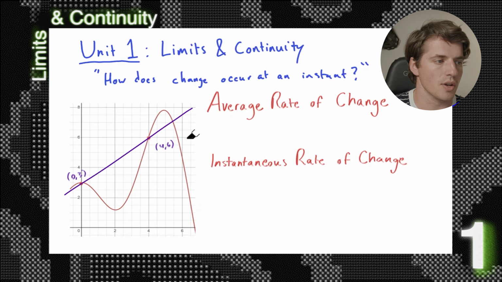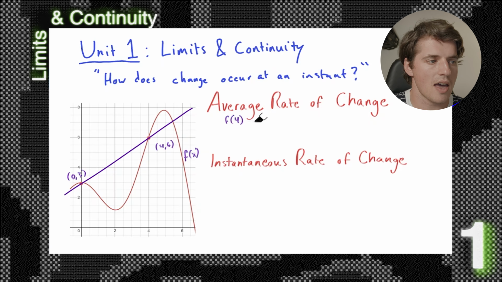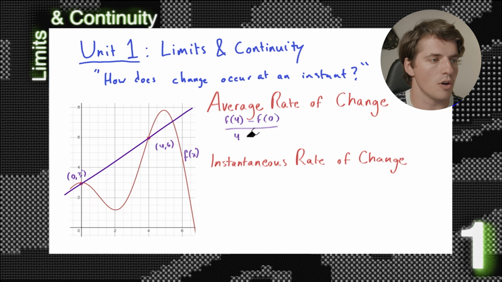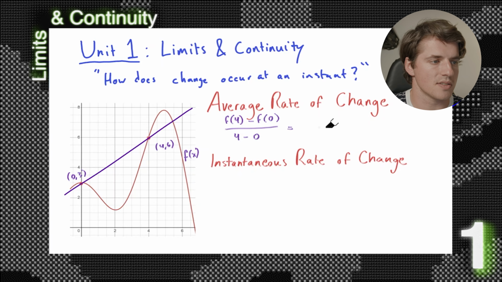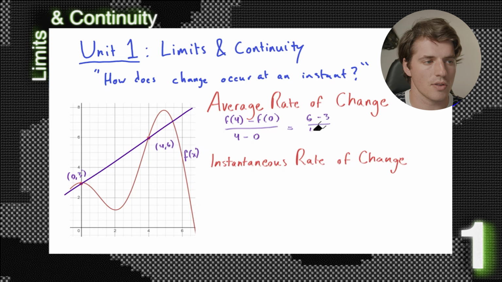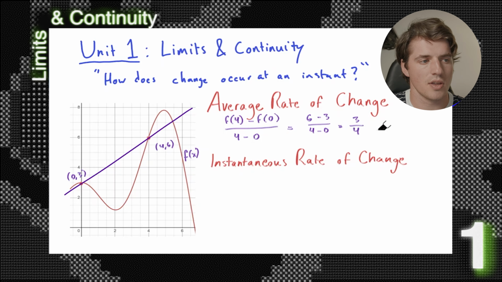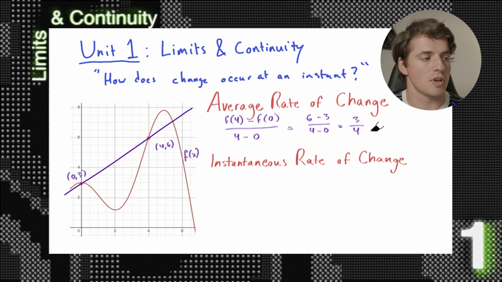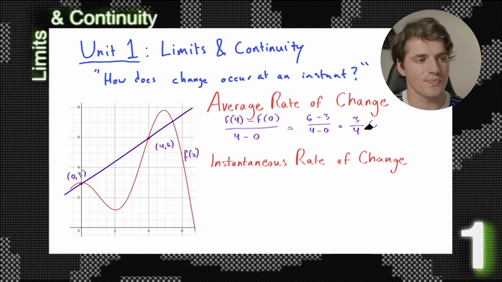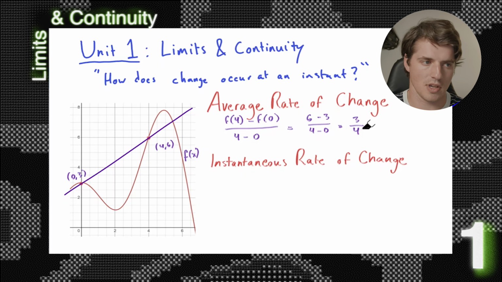All right, so we could say let's call this function f of x. So f of 4 minus f of 0 all over 4 minus 0. Now we keep going, right? So 6 and 3 are those values, just to do the calculations, 4 minus 0. So we get 3 over 4. So the average rate of change between, let's say, time 0 and time 4 is 3 over 4. So maybe we're changing 3 over 4 meters per second, for example.